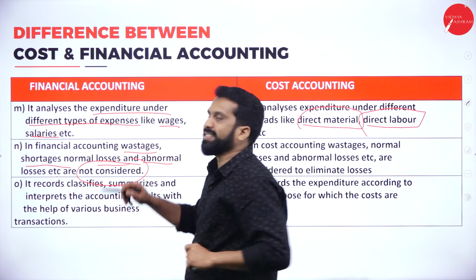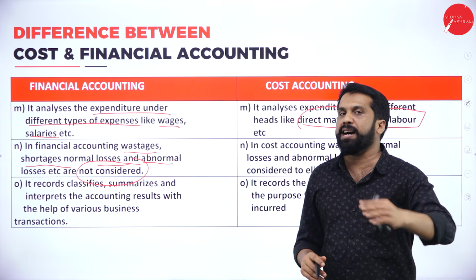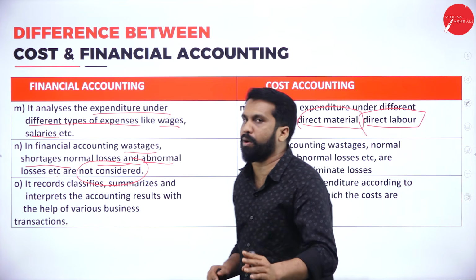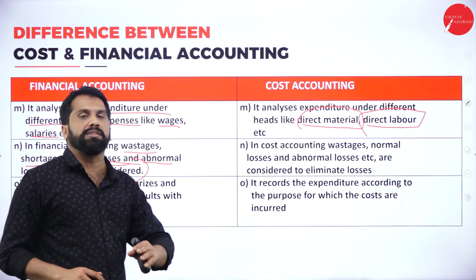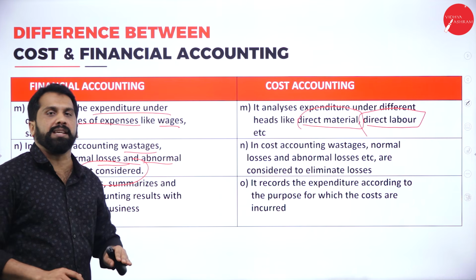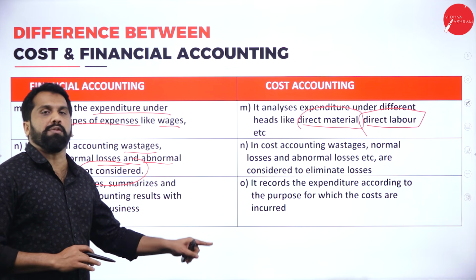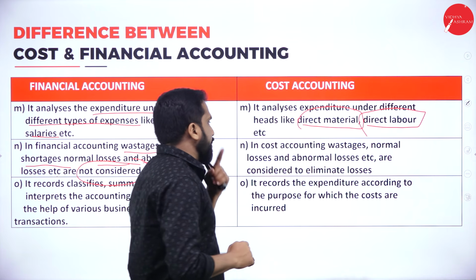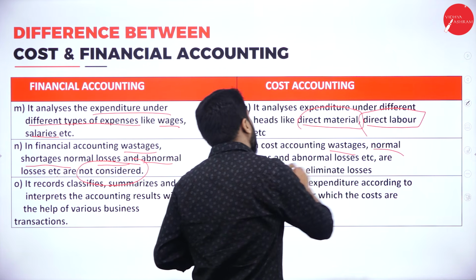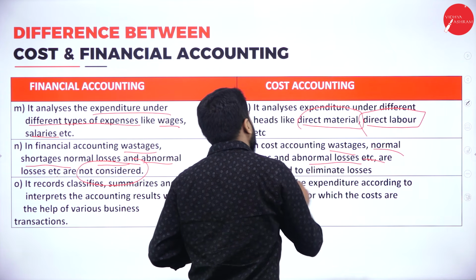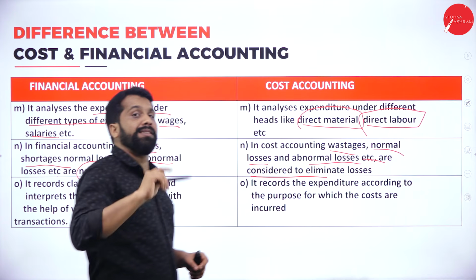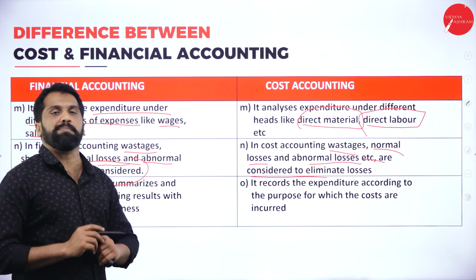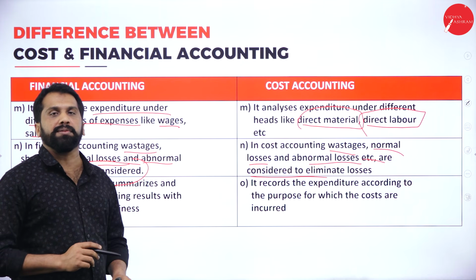Next, in financial accounting, wastages, shortages, normal loss, abnormal loss, etc. are not considered. We will not go with abnormal, normal, or shortage. We don't want anything. We want only whether it is a profit or loss. But in cost accounting, all the wastages, normal loss, abnormal loss, etc. are considered. So those are very important for cost accounting.